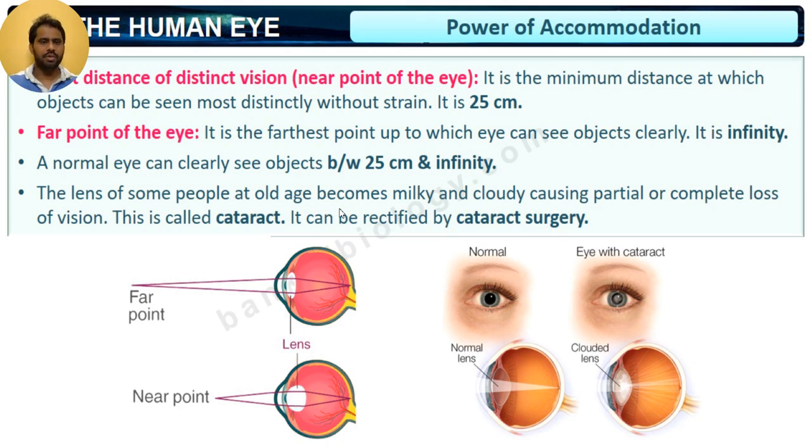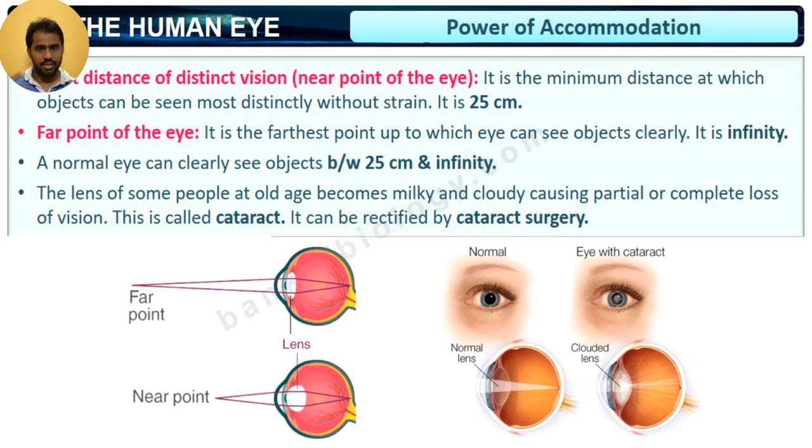The lens of some people at old age will become milky and cloudy, causing partial or complete loss of vision. This is called cataract. This happens to people mostly in old age, in their 50s and 60s. Most people when they grow old, their lens starts to become milky and cloudy, causing some sort of partial loss of vision. This is called cataract.